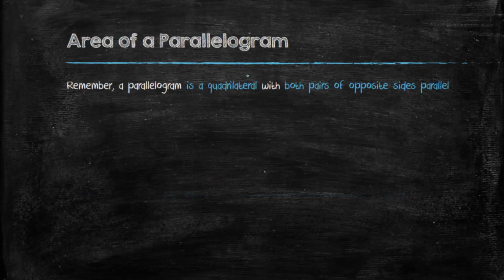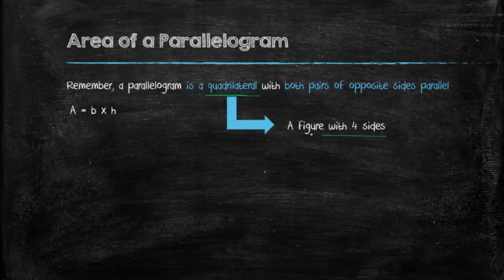Okay, so remember, a parallelogram is a quadrilateral, right? What is a quadrilateral? A quadrilateral is merely a figure with four sides, with both pairs of opposite sides parallel. So a parallelogram is a quadrilateral, a figure with four sides, where both pairs of opposite sides are parallel. Okay, cool.